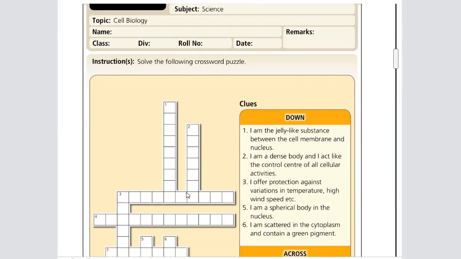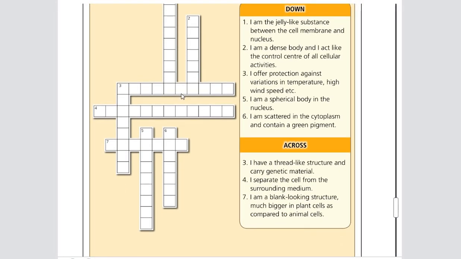Okay, we'll just complete this. I'm a jelly-like substance between cell and nucleus, of course, cytoplasm. And a dense body that acts like a control center, nucleus. I offer protection against radiation and temperature. I'm a spherical body in the nucleus, maybe a nucleolus. I'm scattered in the cytoplasm and contain green pigment, of course, chloroplasts. And I have thread-like structures that carry genetic material, chromosomes. I separate the cell from the surrounding medium, cell membrane, maybe. And a big sac-like structure, much bigger in plants, of course, vacuoles.